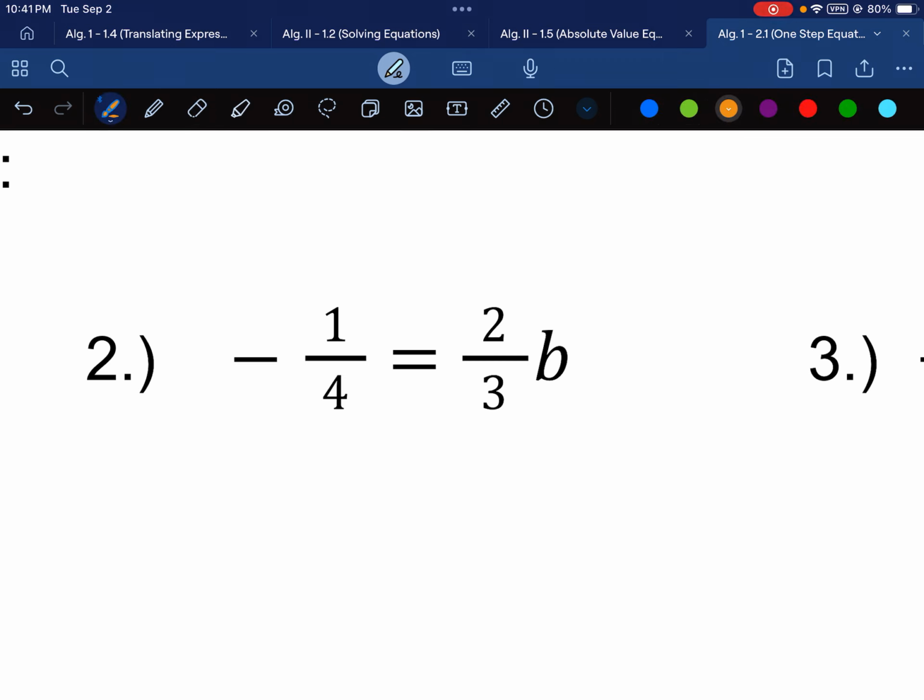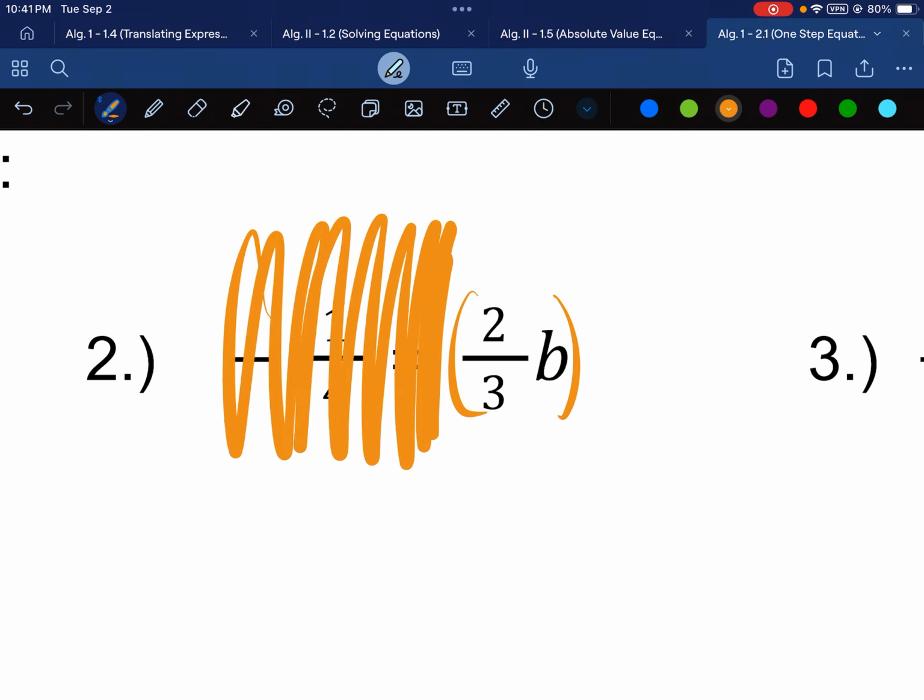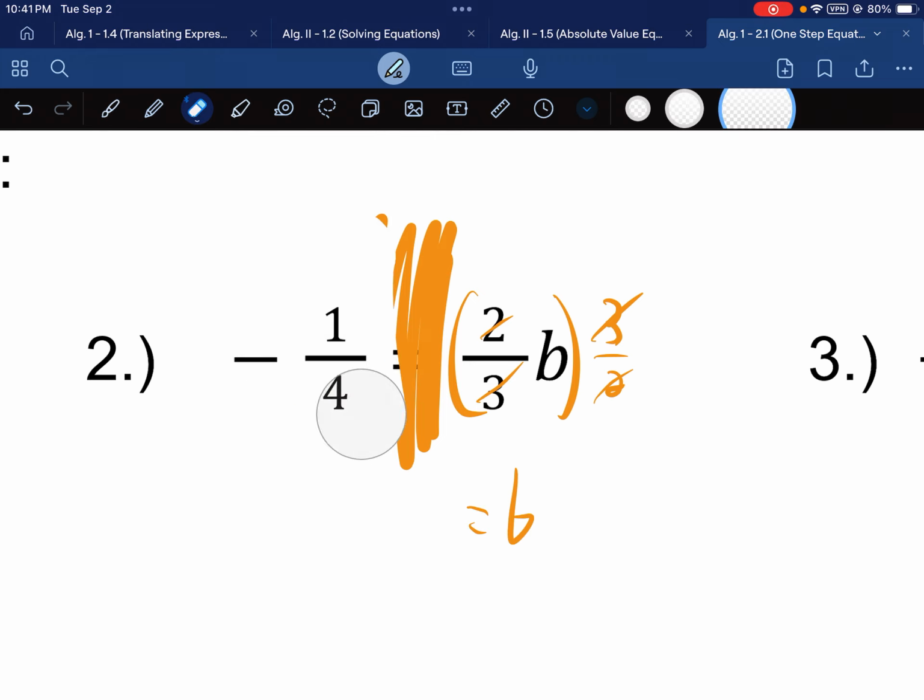So I don't care what's on the other side of the equal sign when I'm planning to do this. I'm saying there's a fraction with the variable. That's what I care about. If I crossed everything else out and just focused solely on the side of the variable, we can see, oh, we'd multiply by 3/2 in order to get b by itself when we reduce the 3's and the 2's.